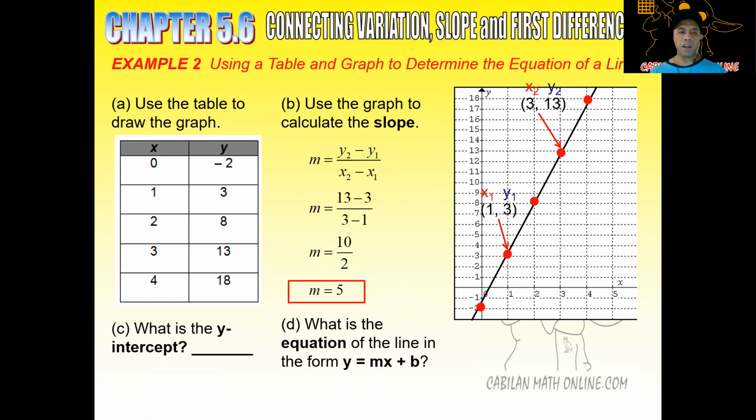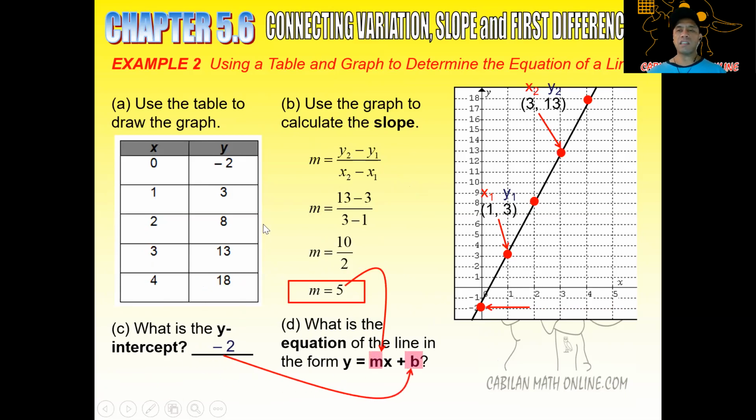All right, for part C, what is the y-intercept? So we just need to see where the line touches the y-axis here. Notice that if you take a look at this line, it touches the y-axis at exactly right here. All right, so from there, that's going to give us enough information to finish this question. For part D, what is the equation of the line in the form y equals mx plus b? So all we're going to do here is take the 5 and substitute it in for the m. And we're going to take this -2 and substitute it in for the b.